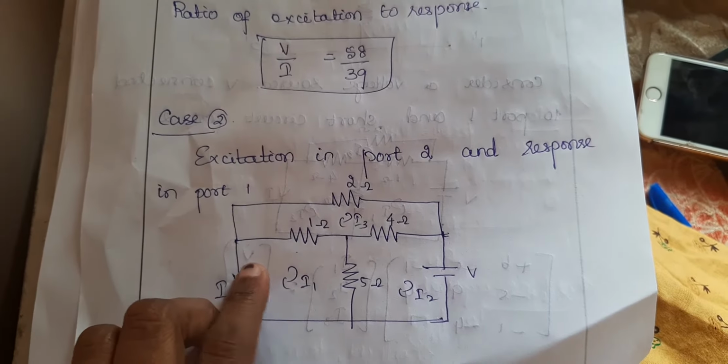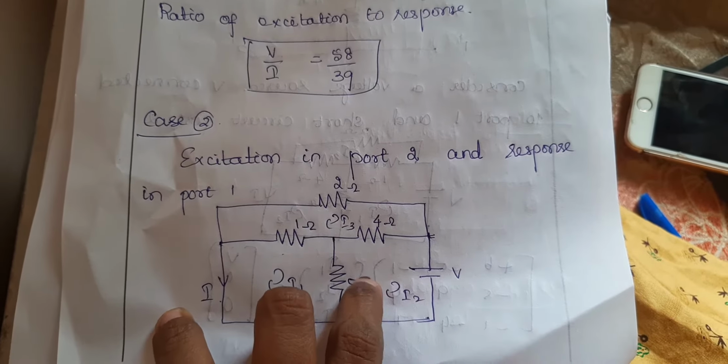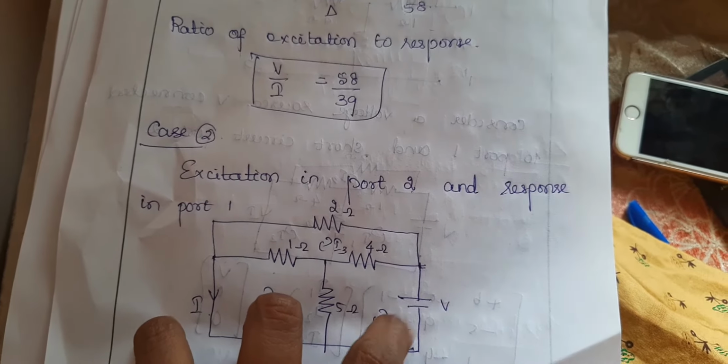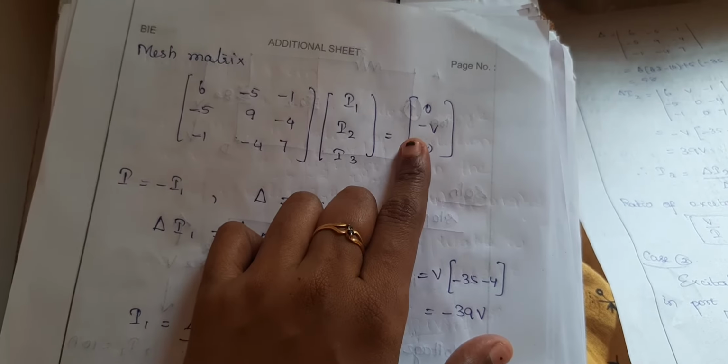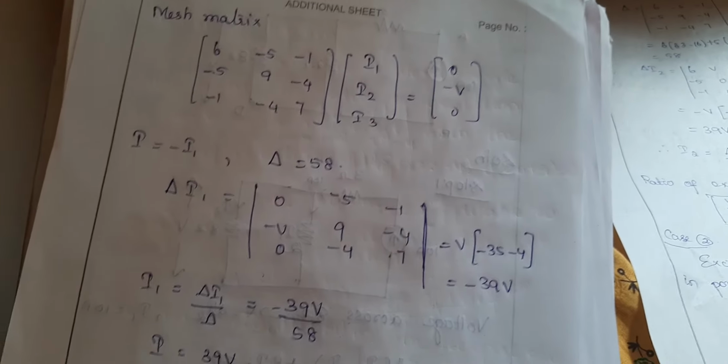And then I1, I2, I3, and here the equal to sign. In the first loop there is no voltage source, so 0. In the second loop there is a voltage source. It is in the downward direction, but here it is in the upward direction. Since it is the opposite sign, we mark it here as minus V. Okay, minus V, 0. Can you understand?